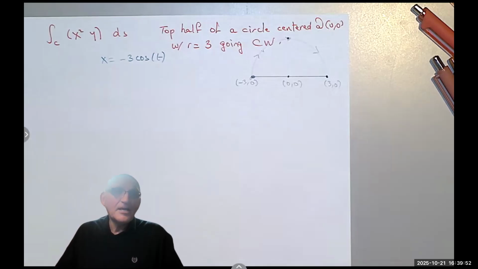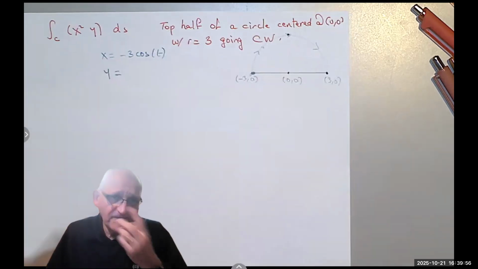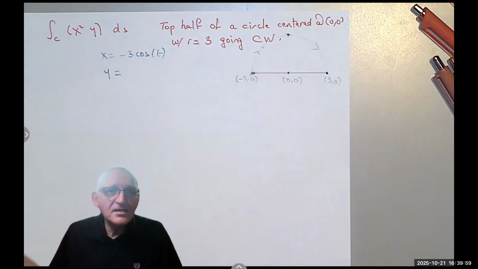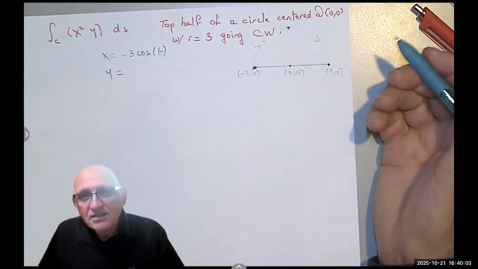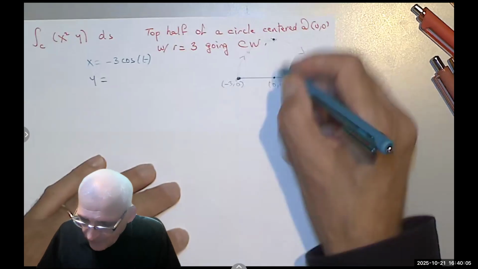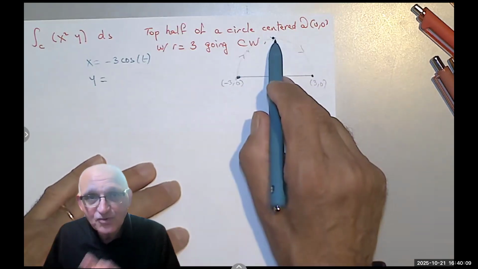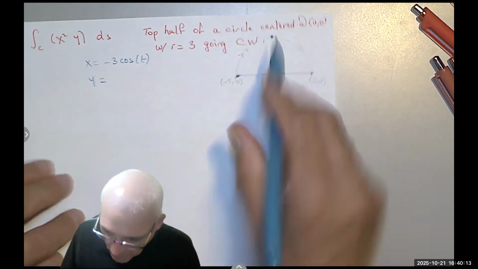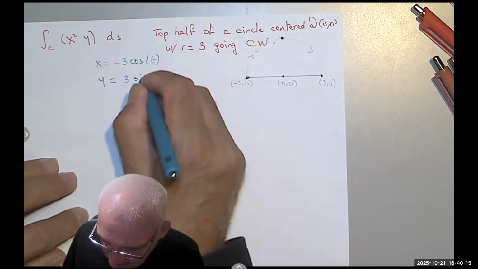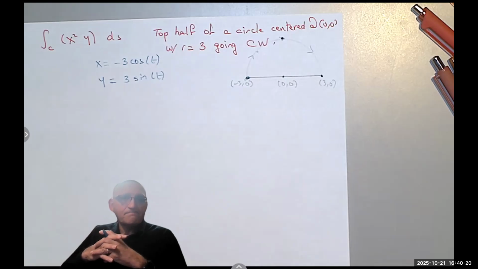And what is the y? Notice if x is cosine, then y is sine. And at t is 0, I get 0. Yeah, sine 0 is 0. And when I get on the top, that's pi/2. Sine pi/2 is 1, but this point is 0 and 3. So 3 sine t. And here it is. You're done. That's one way to do it. Okay?